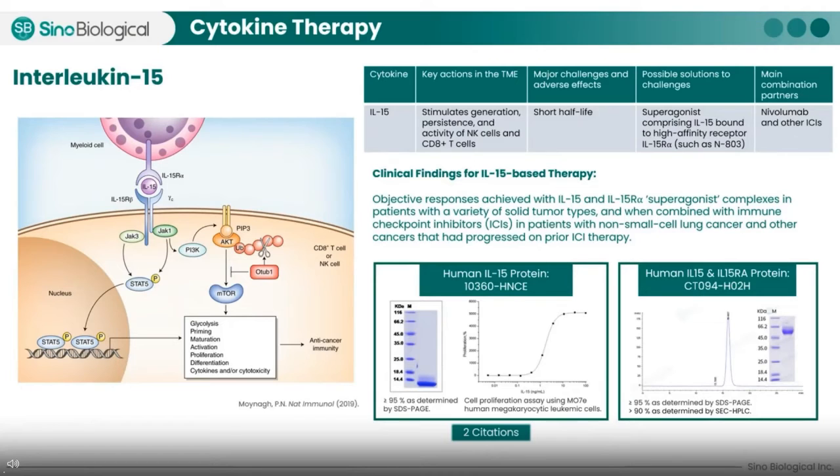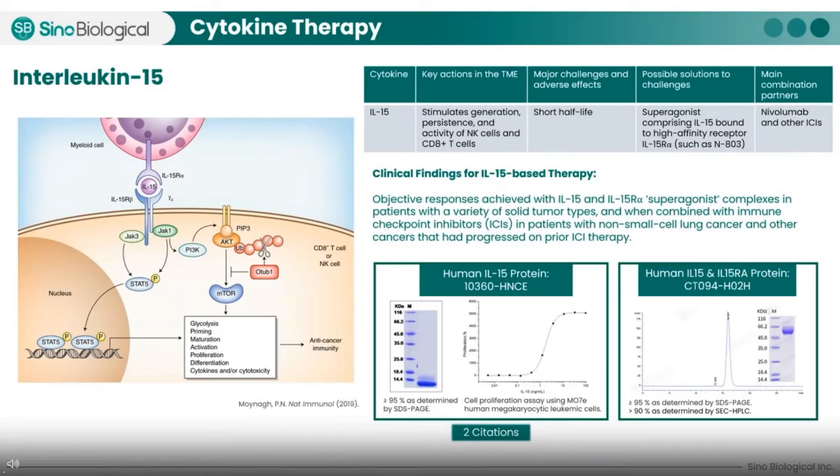This activation of mTOR triggers metabolic reprogramming to the glycolytic pathway and manifests various cellular responses in CD8 plus T cells and NK cells that promote killing of microbes and anti-cancer immunity. In preclinical models, IL-15 is another cytokine that promotes the generation, proliferation, and activity of anti-tumor NK cells and CD8 plus T cells, but not of tumor-supporting Treg cells.